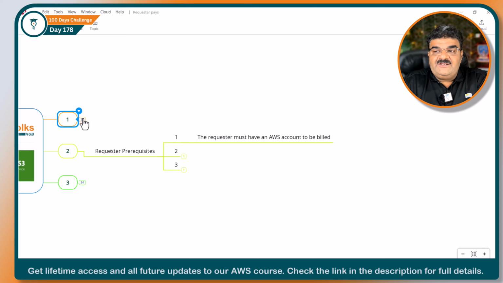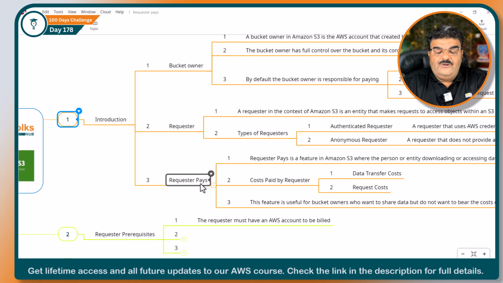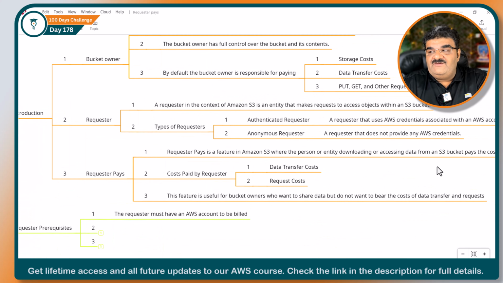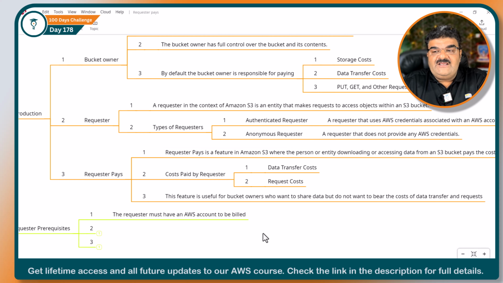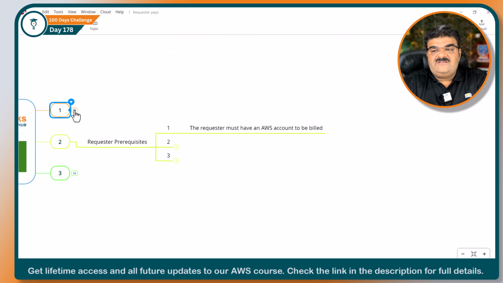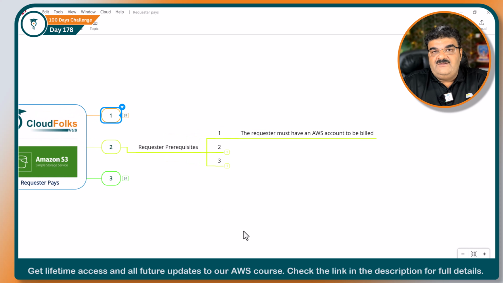If you enable requester pays for your bucket, anonymous access is not possible. As you know, there are two types of requester, but an anonymous requester cannot access data if you have the requester pays option enabled. And this is valid as well. Why? Because if an anonymous user is going to access this, how can AWS charge them? So you must have an AWS account in order to access a requester pays enabled bucket.